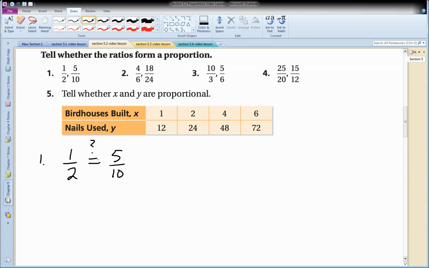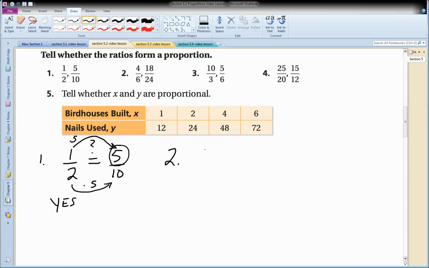So what work do I need to do? There's a couple ways to do this, but one is let me look at these denominators. Can I go from 2 to 10? I can if I multiply by 5. Well, what happens if I multiply the numerator by 5? I end up with this numerator. So yes, they are proportional. That's one way that you can tell if two ratios are proportional.